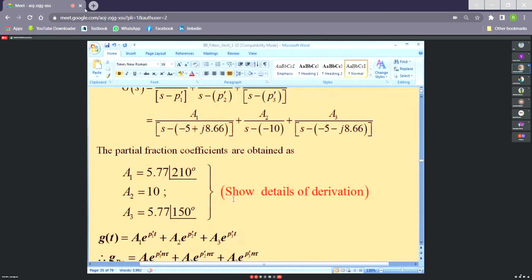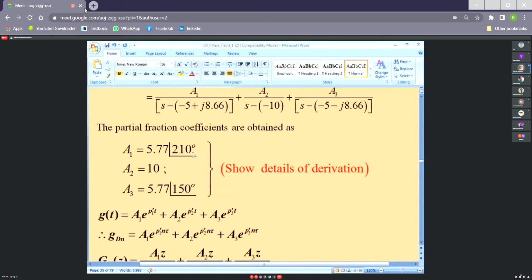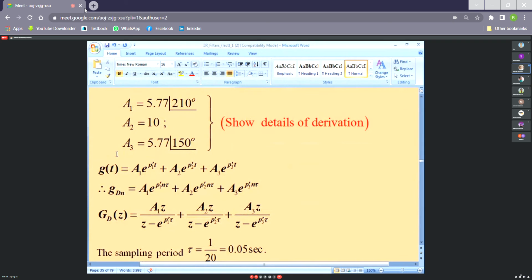I have not shown the details of the derivation, but when you're in the exam, you have to show the details of the derivation. A1 is obtained as 5.77 argument 210 degree, A2 as 10, and A3 as 5.77 argument 150 degree. Remember, A3 and A1 will form a complex conjugate pair. So if this is GS, on substituting A1, A2, A3, you get GS. Correspondingly, taking the inverse Laplace transform, the expression for the impulse response will be as indicated here.